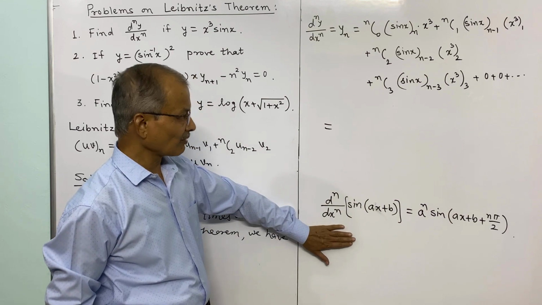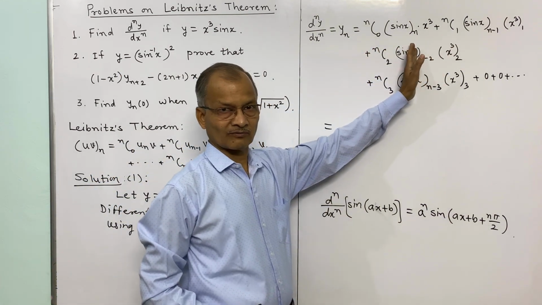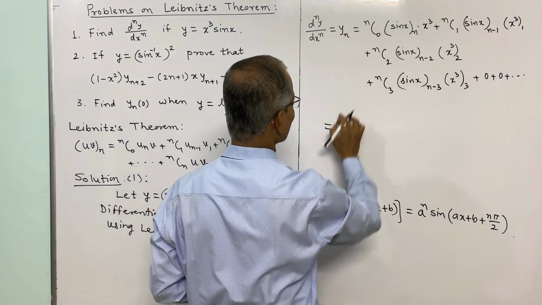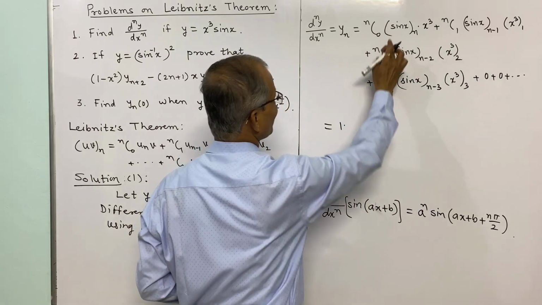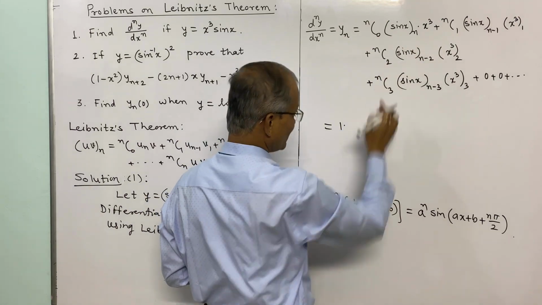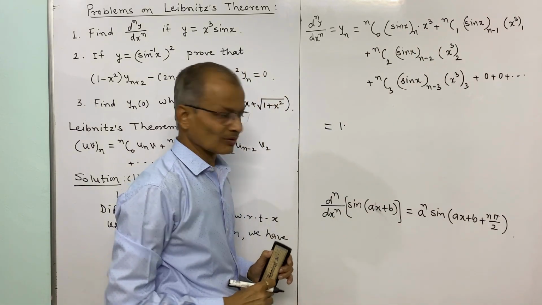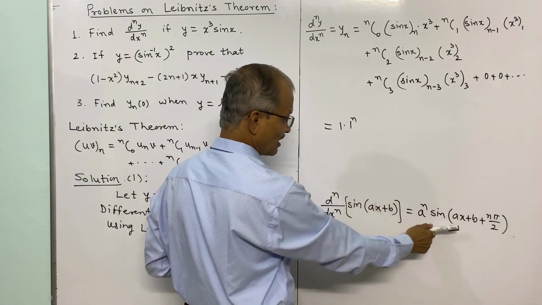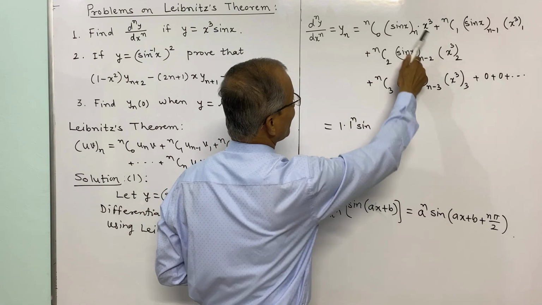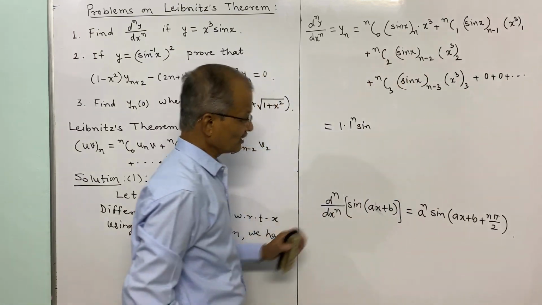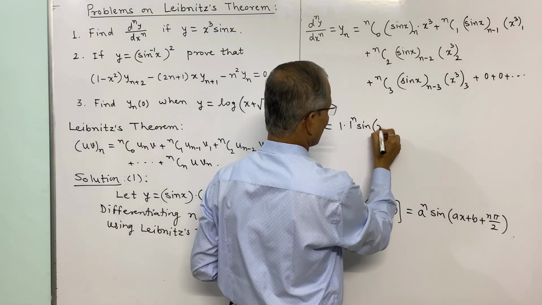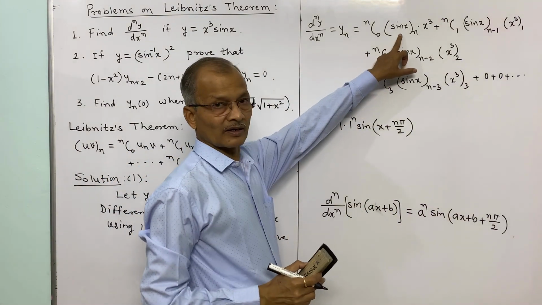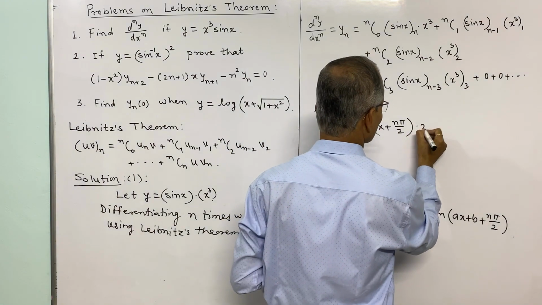And now we use this formula to write the nth derivative, n minus 1th derivative, etc. Each order derivative of the sine function. And so this is 1, or we may write 1 into the nth derivative of sin x using this formula. See, a is 1, b is not there, b is 0. So a is 1, therefore it is 1 to the power n sine of ax plus b, which means the angle is x plus n pi by 2. So this is the first term, the nth derivative of sin x into x cube as it is.